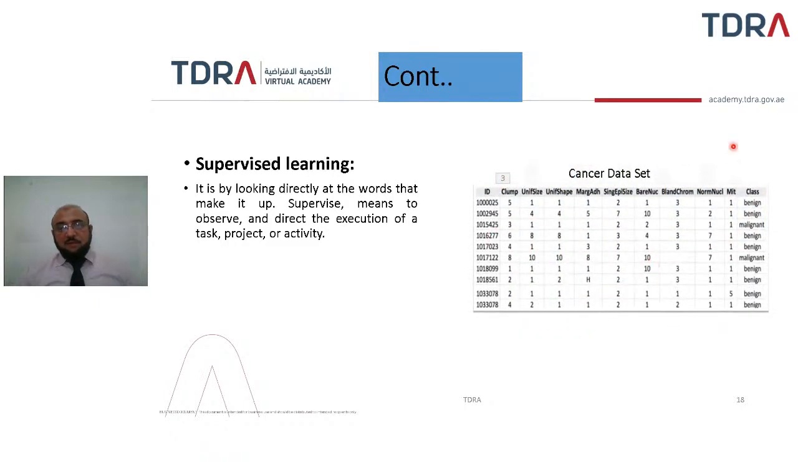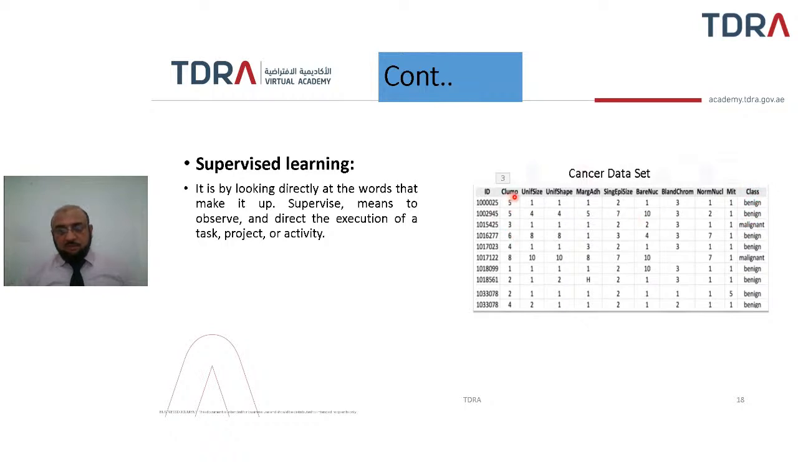For example, here we have this cancer data set, and these are the attributes. And we have this class, benign or malignant. So we are giving the label, and based on that, it predicts the data about the new test data, whether it will be benign or malignant.